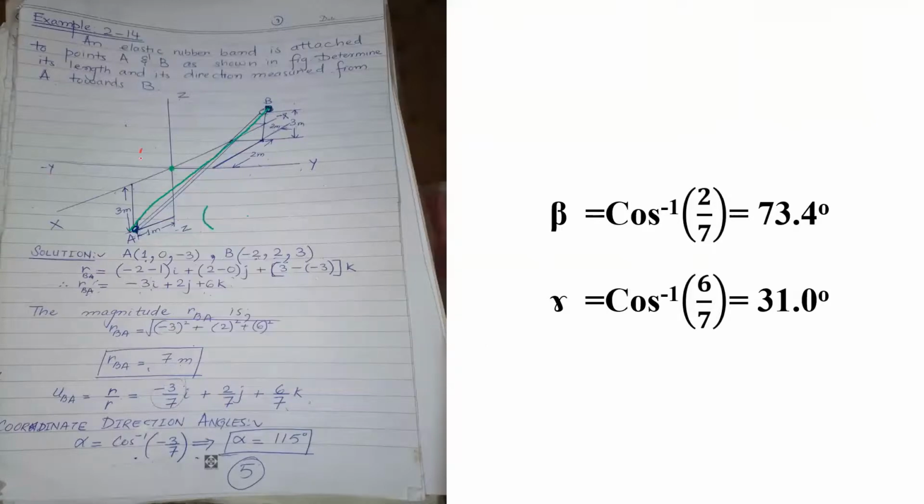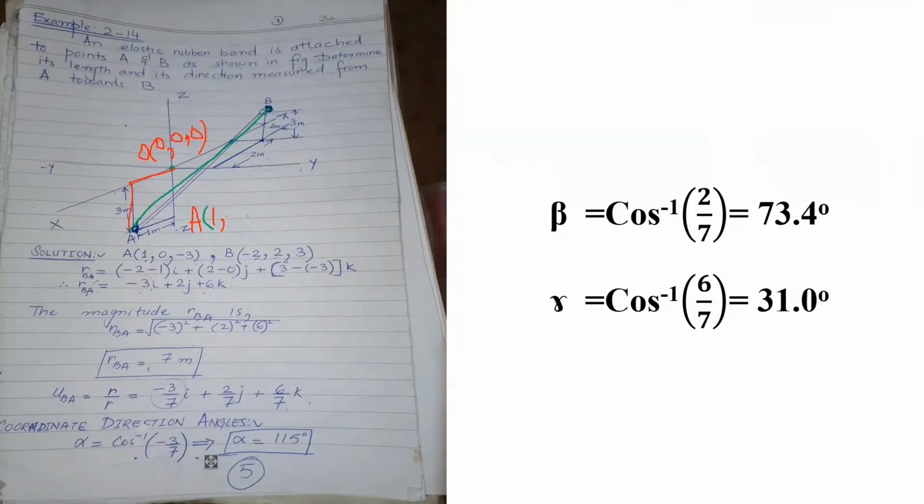This is point O, the origin: 0, 0, 0. Now move on the positive x-axis; the distance is 1 meter, parallel to the x-axis. I'm calculating the coordinates of point A. And then you have to go down, that is 3 meters.